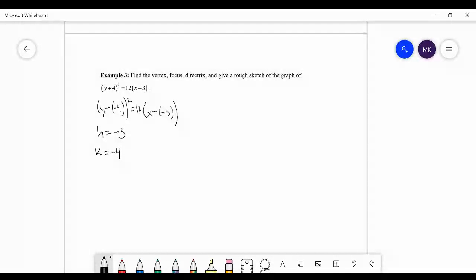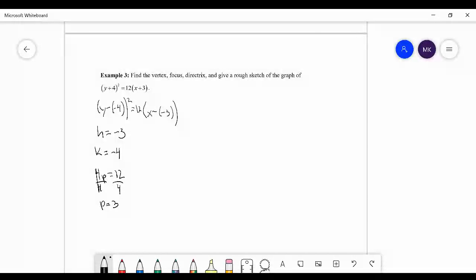Now, again, this 12 is our 4p. So I know that 4p equals 12, divided by 4, and p equals 3. All right. So we have our h, we have our k, and we have our p value. This gives us everything we need to be able to find our vertex, focus, and directrix.